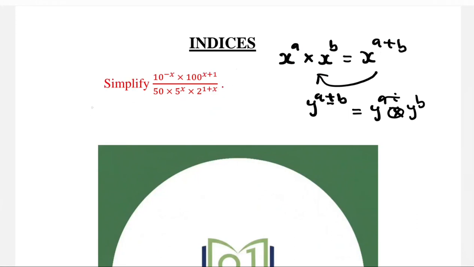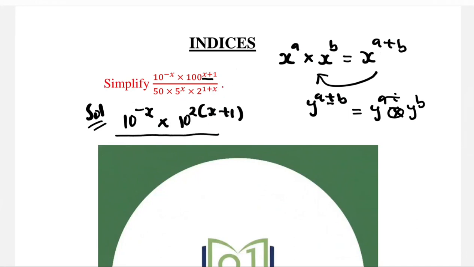Now, let's go down to the question. Solution. The first thing you do is look at your numerator. This one is a base of 10. This one is a base of 100. So you try to make the bases the same. That gives 10 power, and this 100 is 10 power 2, and there's a power here, which is x plus 1. So we save that in a bracket.